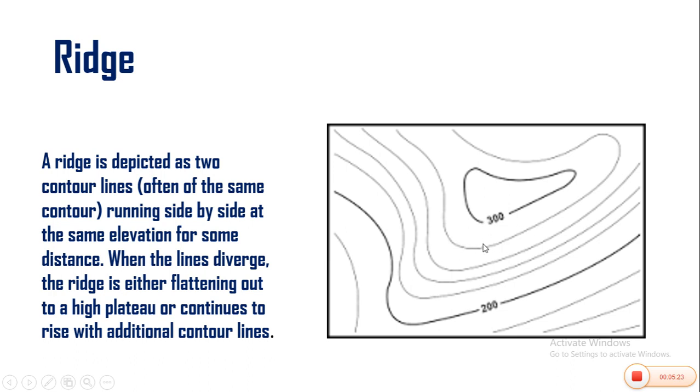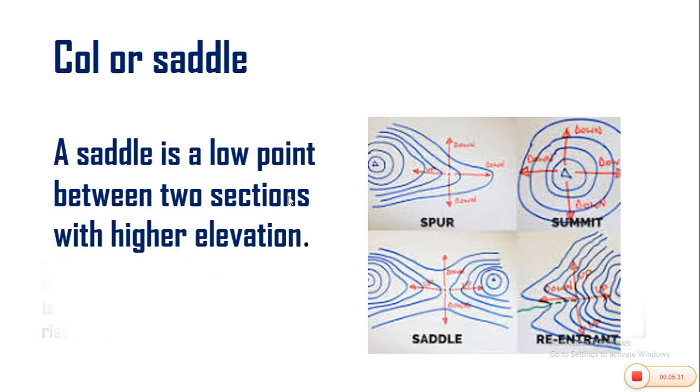The lines are flattening away, they are diverging to either a highland or to another structure. Now let's look at another feature, the col or saddle. A col is a low point between two sections with higher elevation. A col is always a pass or a gap, but a gap or a pass is not always a col.